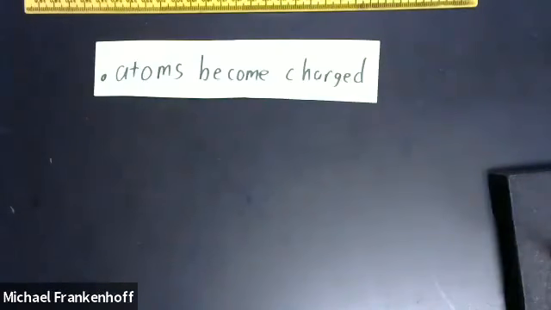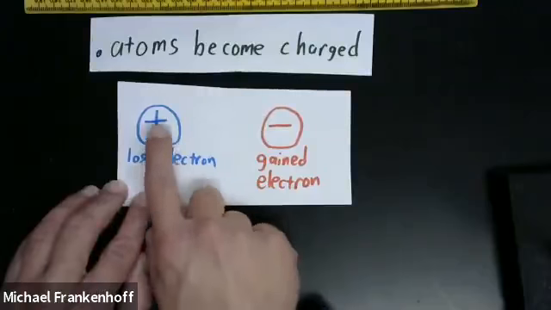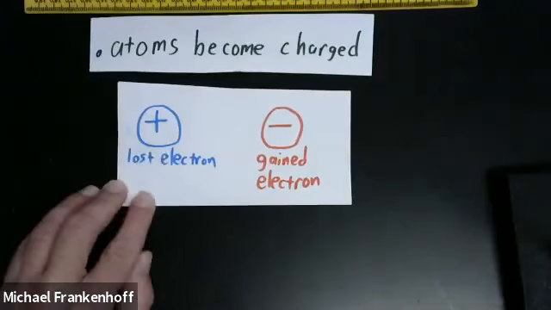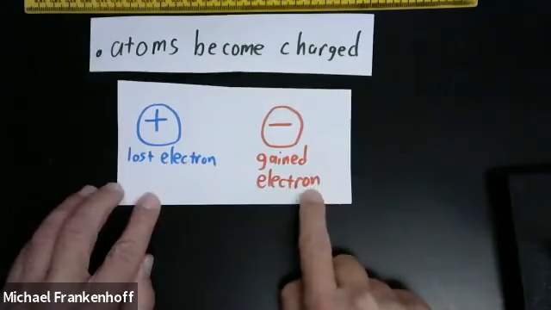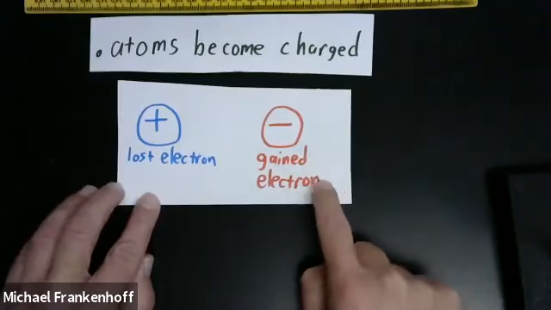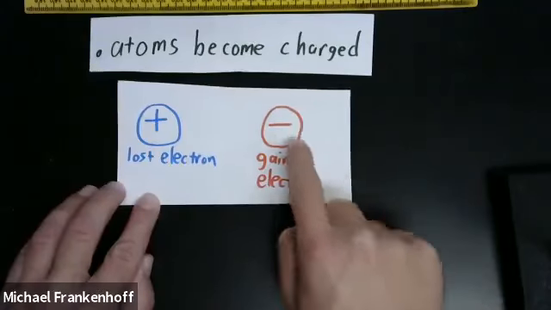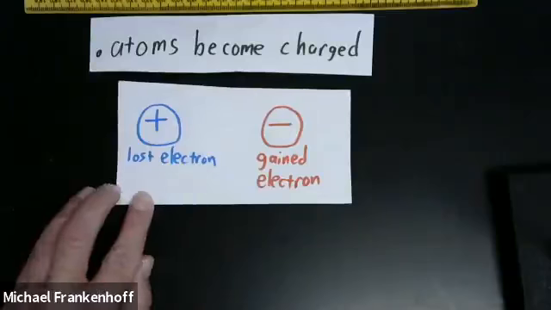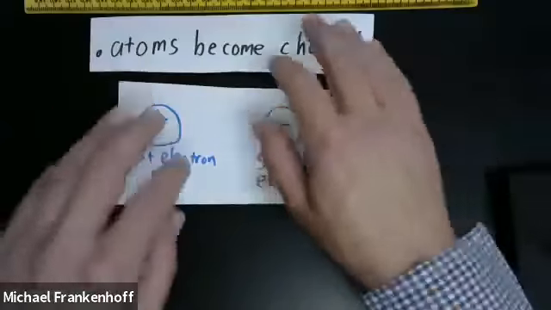They become charged because this metal atom has lost an electron, and the metal always loses an electron. Because it lost an electron, there are now more protons than electrons, and it gains a positive charge. The non-metal gained an electron, and the non-metal always gains the electron. Because it gained an electron, it now has more electrons than protons, and it gets a negative charge. So now both our atoms are charged, one positive, one negative.